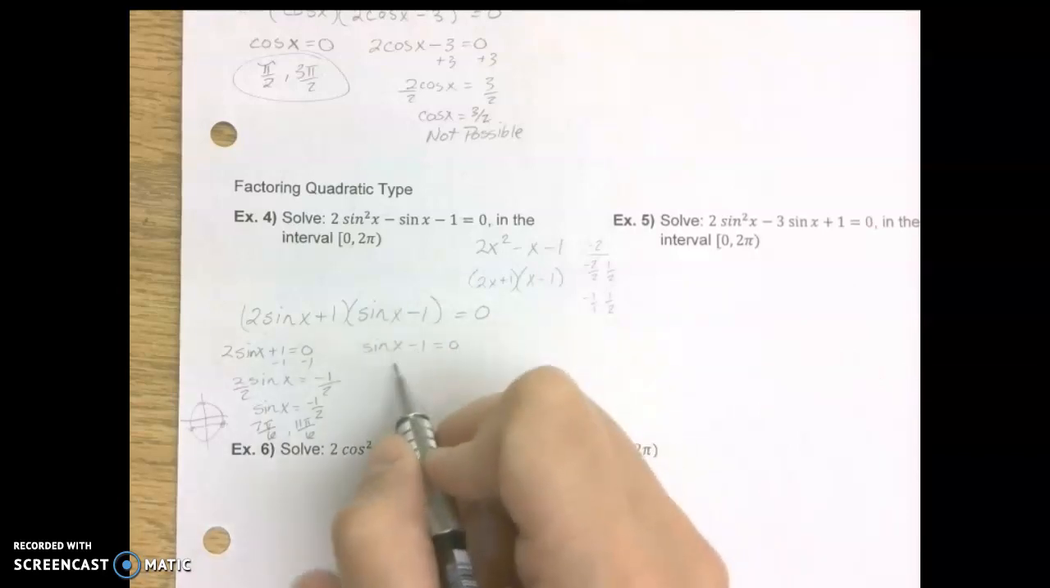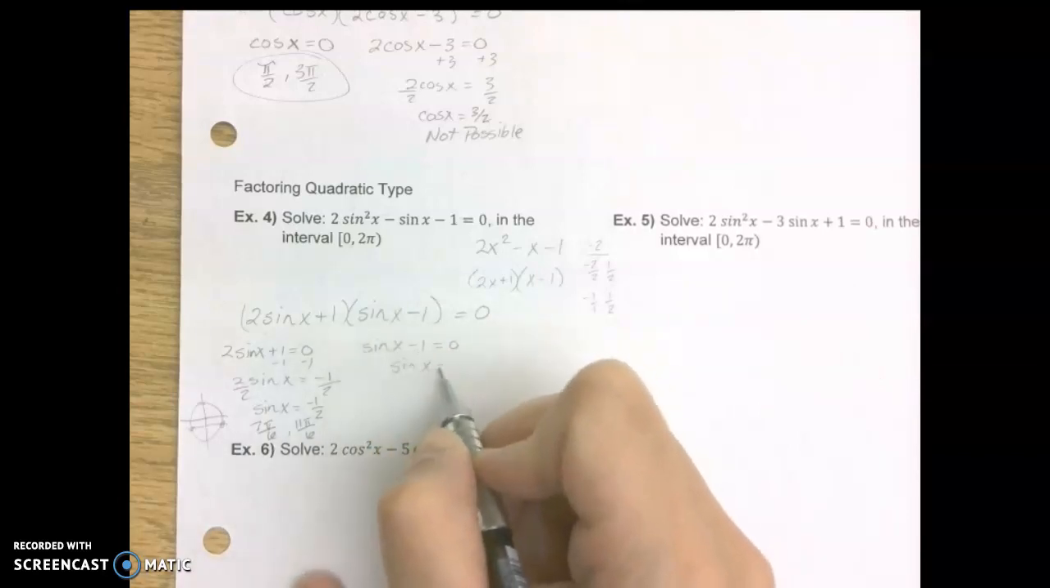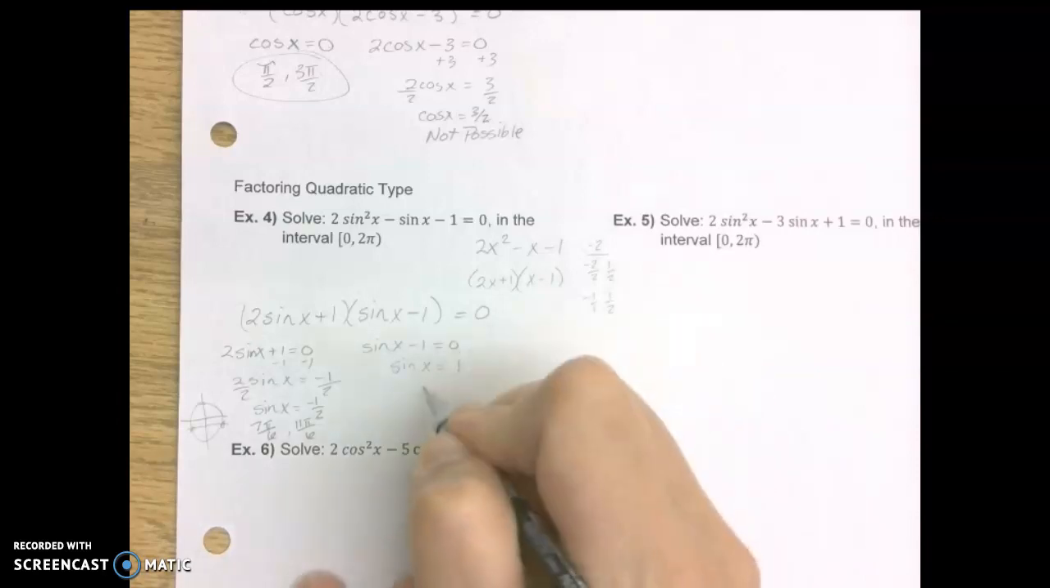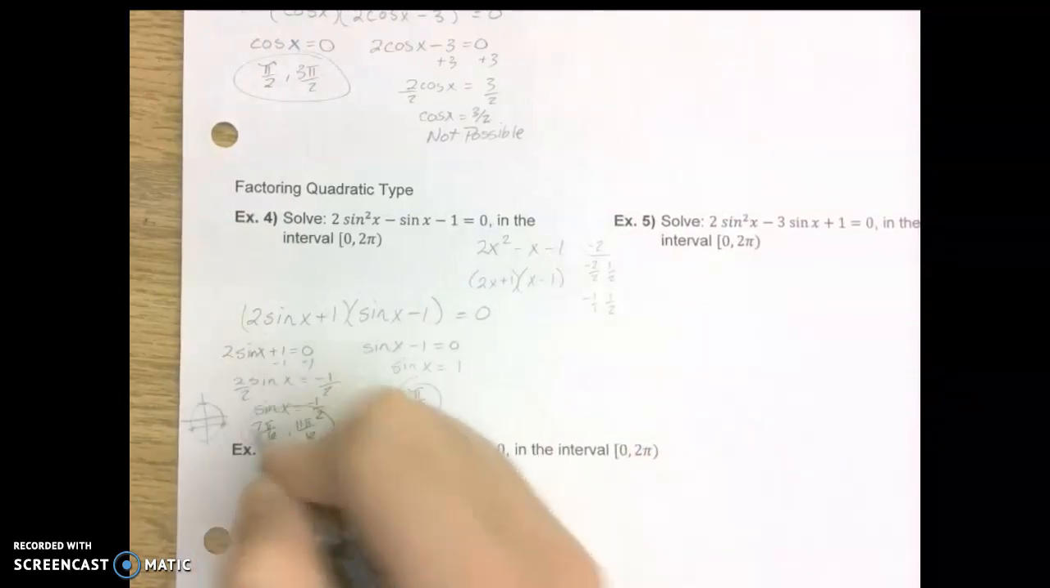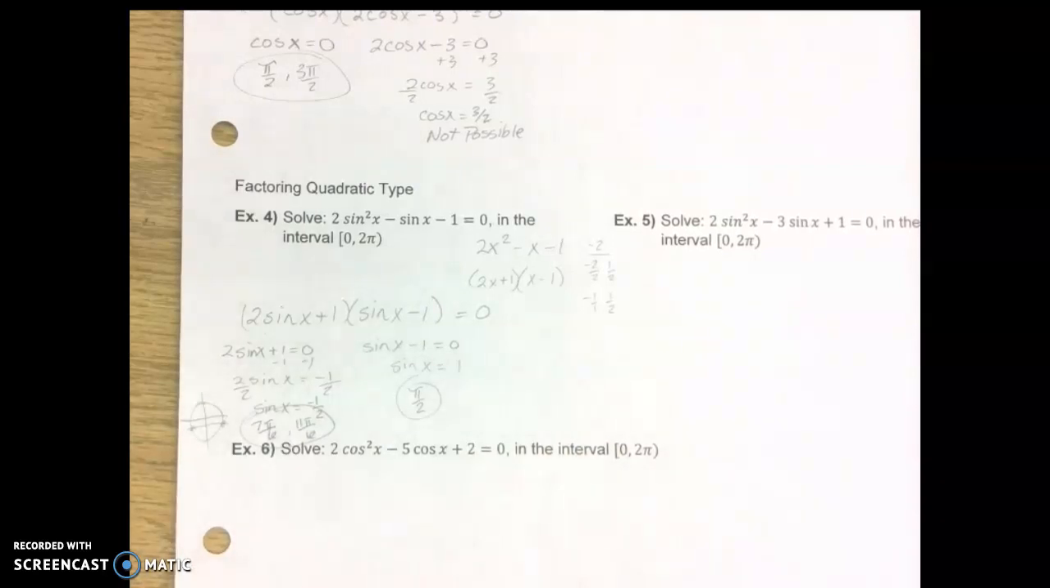Okay, this one I add 1, I end up with the sine of x equal to 1. When is the sine of x equal to 1? At pi over 2. So here are my three solutions.